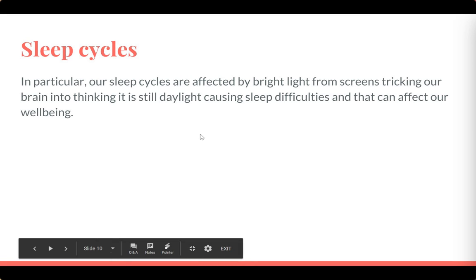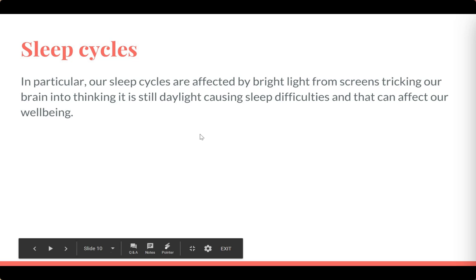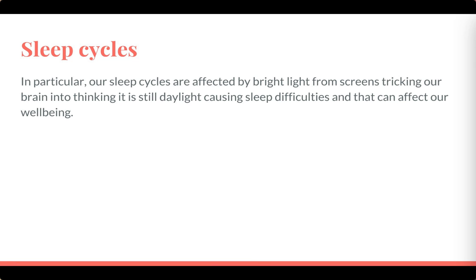Next, I think technology affects our sleep cycles. In particular, our sleep cycles are affected by bright light from screens, tricking our brain into thinking this is still daylight, causing sleep difficulties, and that can affect our body.